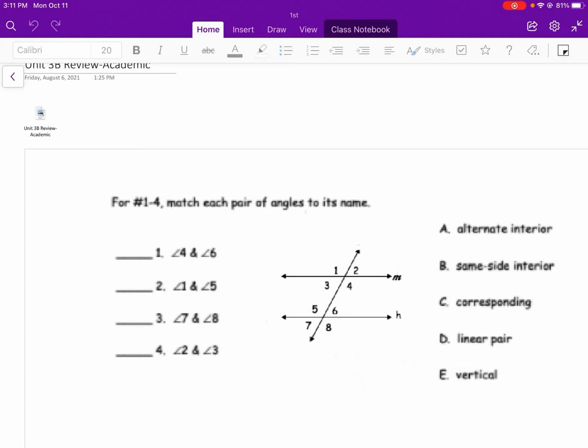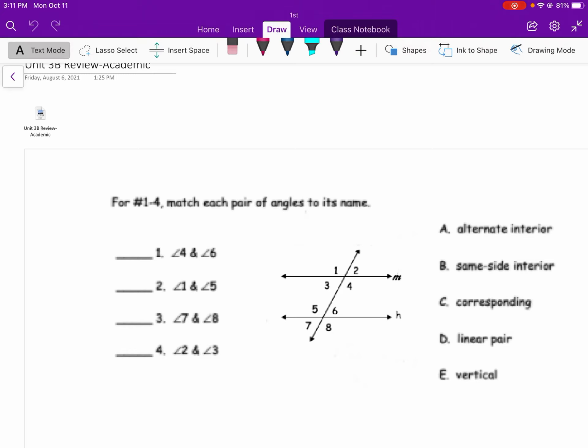All right, today we are going to be covering the review. So remember, the review is very similar to the test. So if you have any questions on the review, feel free to ask your teacher or one of the other geometry teachers about questions that you're having. Okay, so let's look at these first 4 questions.